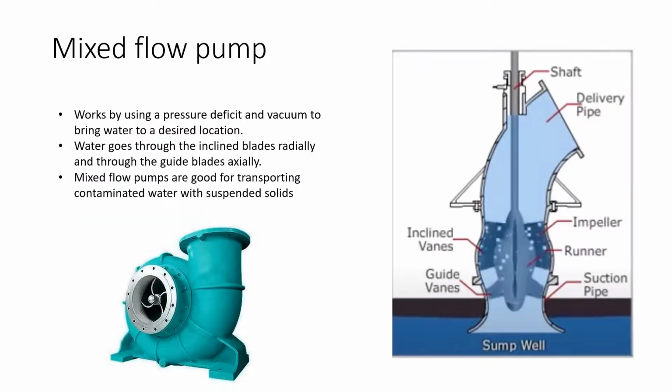The mixed flow pump is a pump that's commonly used in the water industry when transporting contaminated water or water with suspended solids. The way it works is using a pressure deficit and the vacuum created by the impeller, so the water can be brought up to its desired location. As the impeller spins, the water starts rising, and it moves radially through the inclined blades and axially through the guide blades, and then it reaches its final destination.